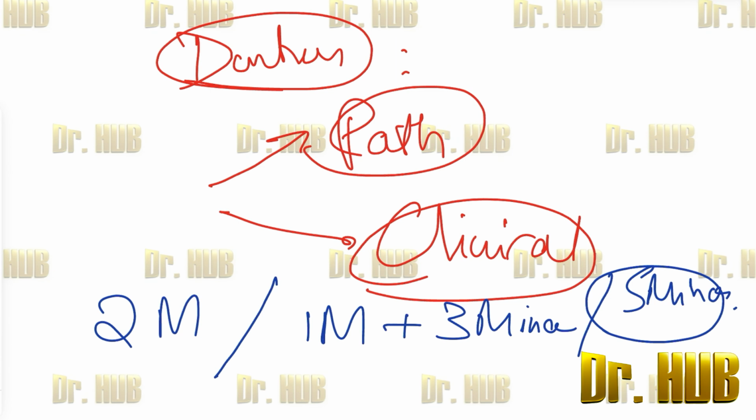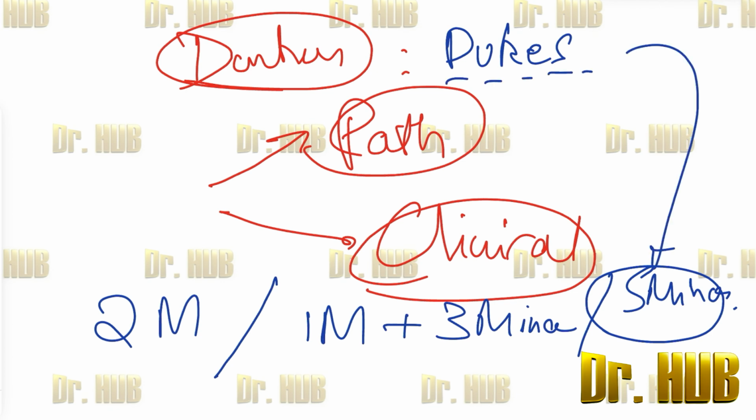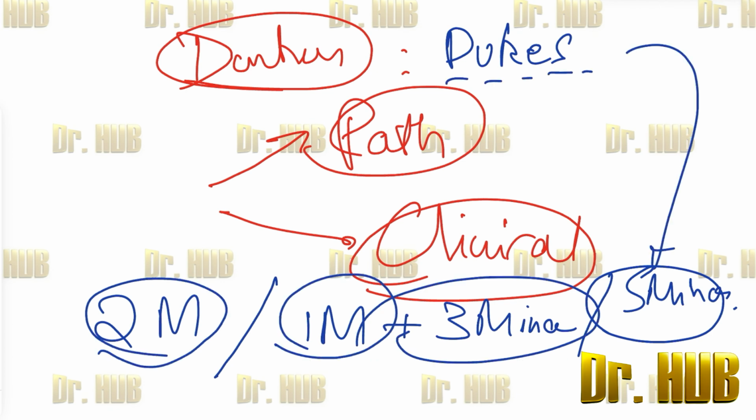Duke is nothing but Dukes. So there are 5 letters. So there are 5 minors which can be done: 1, 2, 3, 4, 5. So 5 minors, or 2 majors, or 1 major and 3 minors.